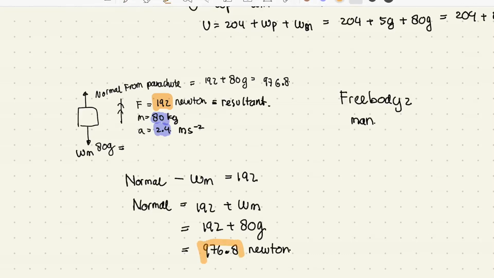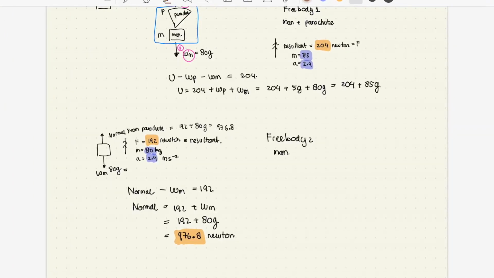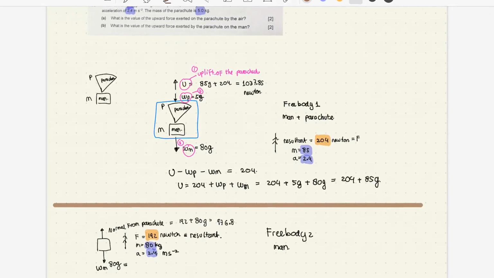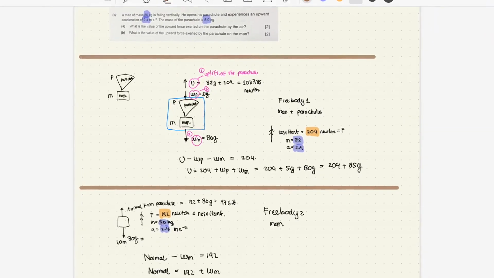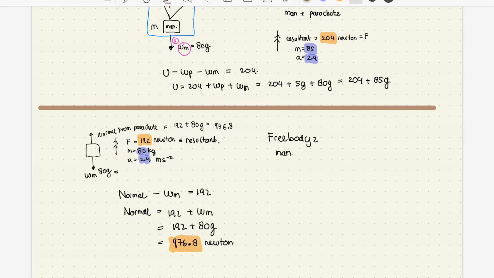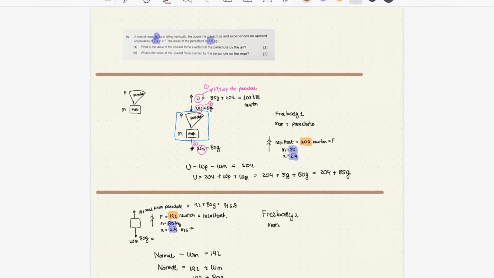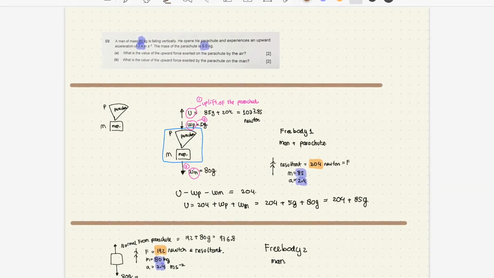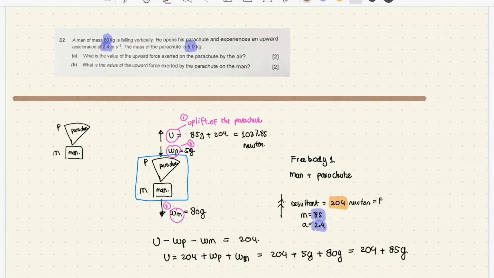That's the answer, right? So we have these two. That's the trick. To solve this problem, you need to split up into two free bodies. Free body number 1 is man plus parachute. Free body number 2 is man only without the parachute. Okay, that's for question D2. Quite simple.